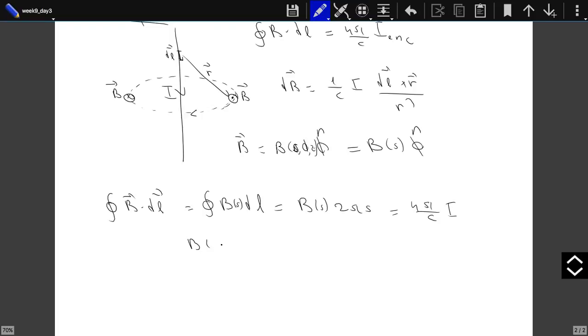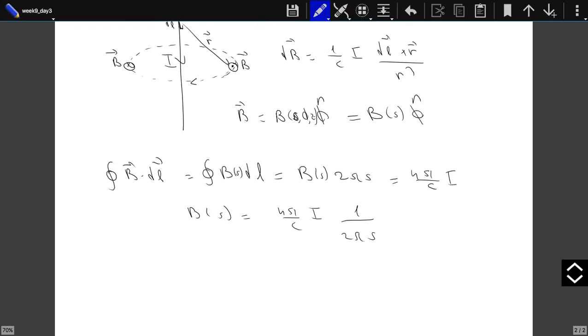So B(s) is equal to 4 pi over C times I times 1 over 2 pi s. Well, we can do some simplification. This is 2 over C times I over s. Now we know the magnetic induction.